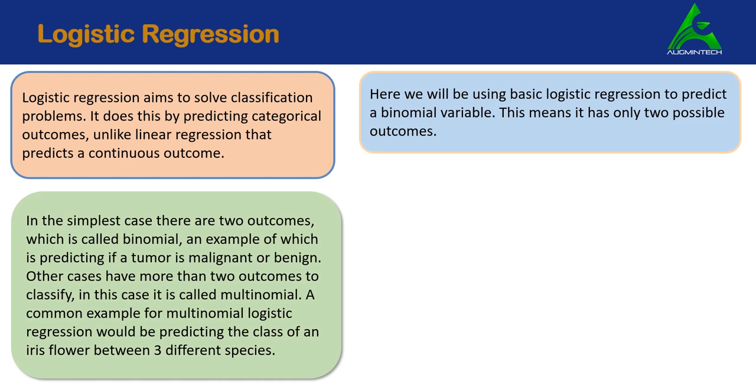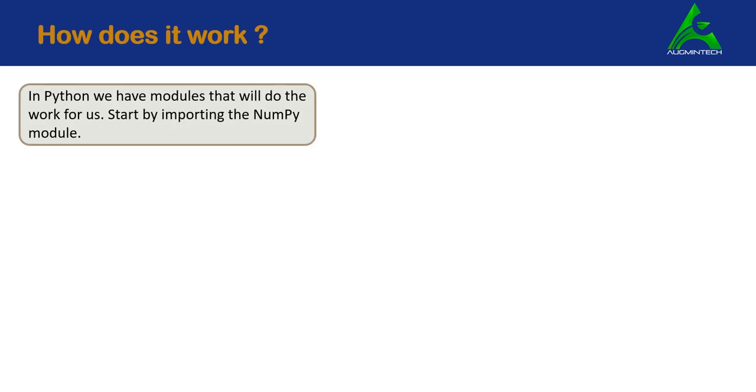Other cases have more than two outcomes to classify. In this case, it is called multinomial. A common example for multinomial logistic regression would be predicting the class of an iris flower between three different species. Now let's see how logistic regression actually works.